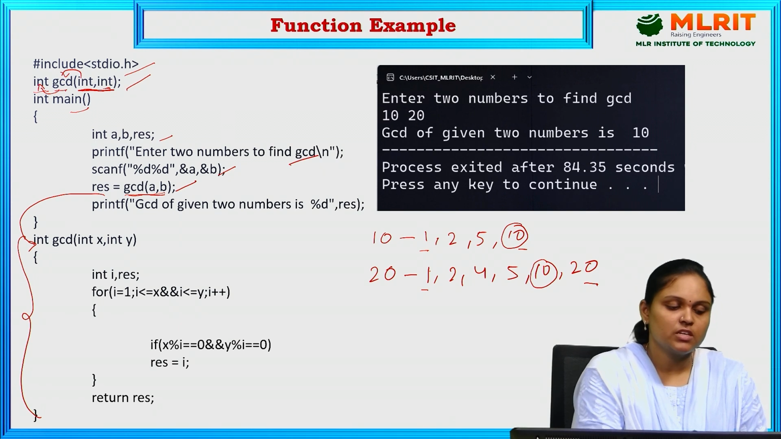So this is my function definition. The return data type is int. And next, GCD is the name of the function.